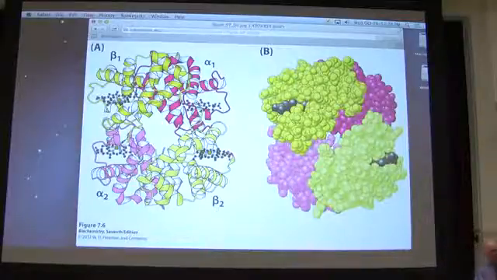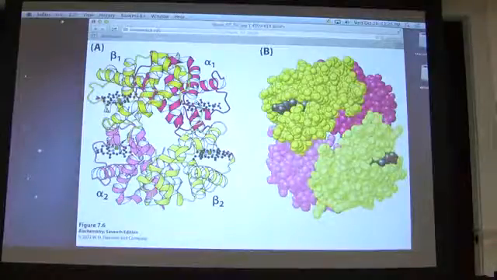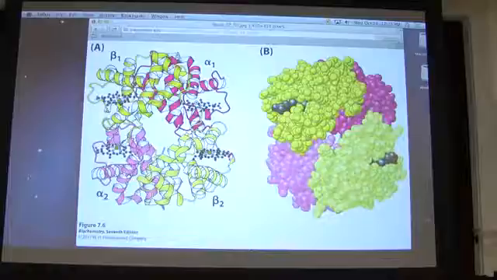Now, I need to tell you what 2,3-BPG is. It's a small molecule. You don't need to know the structure. We'll actually talk about the structure later in the term. But it fits perfectly in this hole.